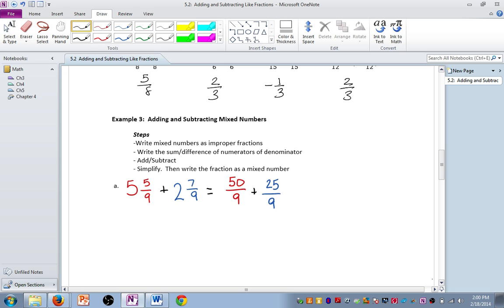So 5 and 5/9 plus 2 and 7/9, I already converted to improper. 5 and 5/9 becomes 50/9. 2 and 7/9 is 25 over 9. And now we're going to solve these the same way we did the ones prior. I take my numerators and I show that I'm adding them together. 50 plus 25 over 9. That is going to be equal to 75 over 9.